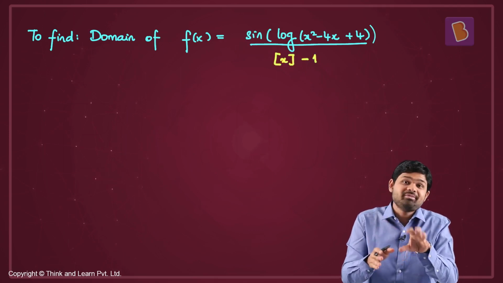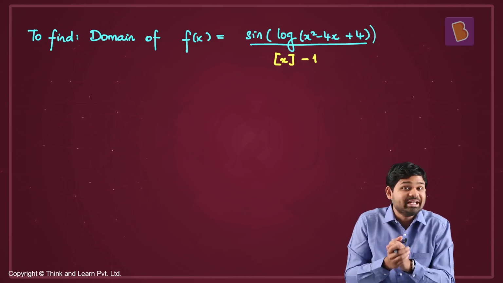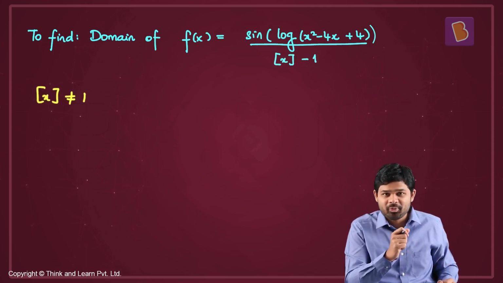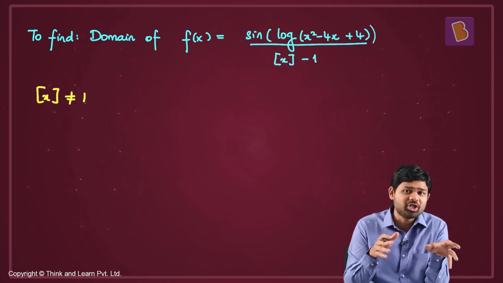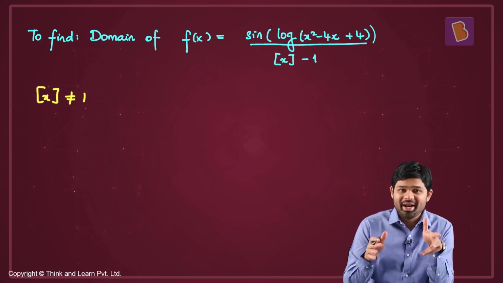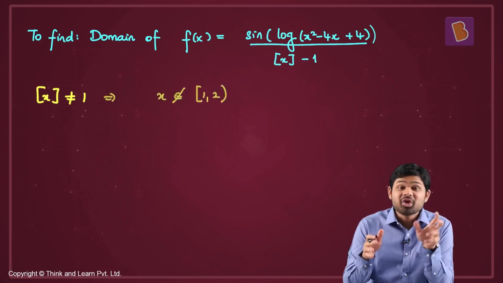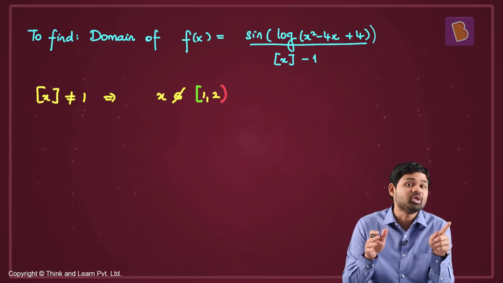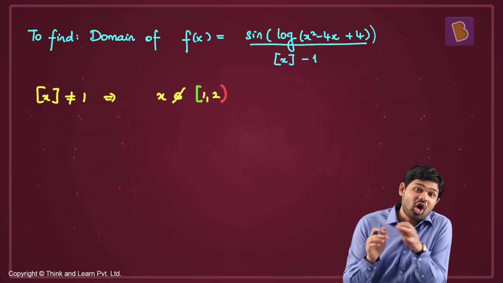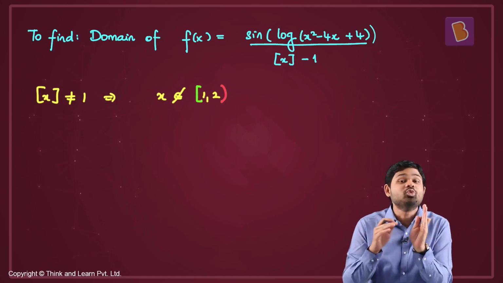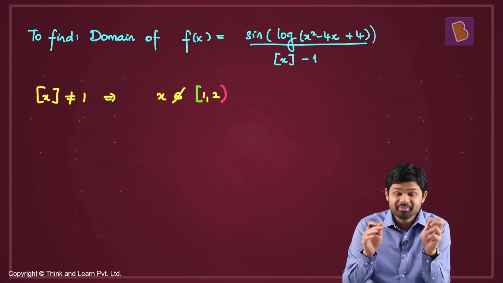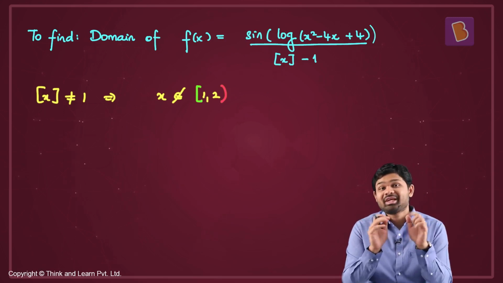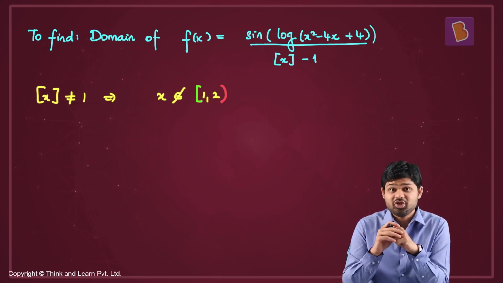So the greatest integer of x minus 1 appears in the denominator, and we know that the denominator cannot be equal to 0. So greatest integer of x minus 1 cannot be equal to 0. When is greatest integer of x minus 1 equal to 0? When greatest integer of x equal to 1. When is the greatest integer of x equal to 1? When x is any value between 1 and 2 but not equal to 2. Equal to 1 but not equal to 2. So this function is not defined if x takes values between 1 and 2, 1 included, 2 not included. Okay? So x cannot be in 1 to 2, 2 not included. Okay? That's one condition. There's yet another condition.